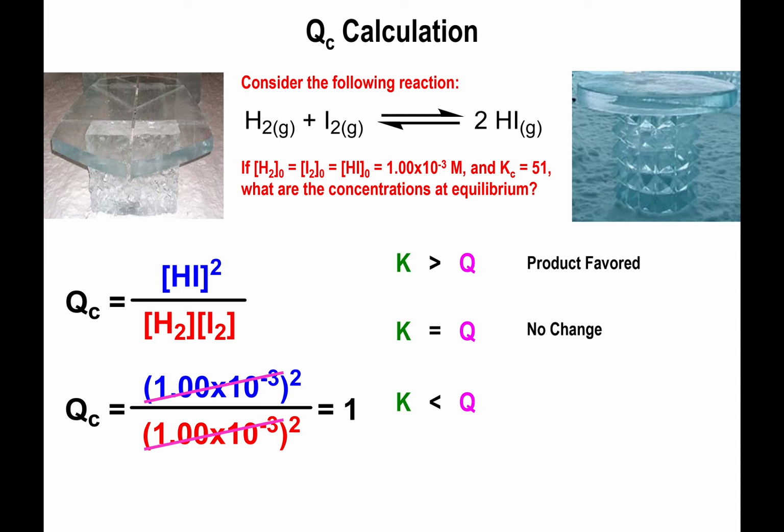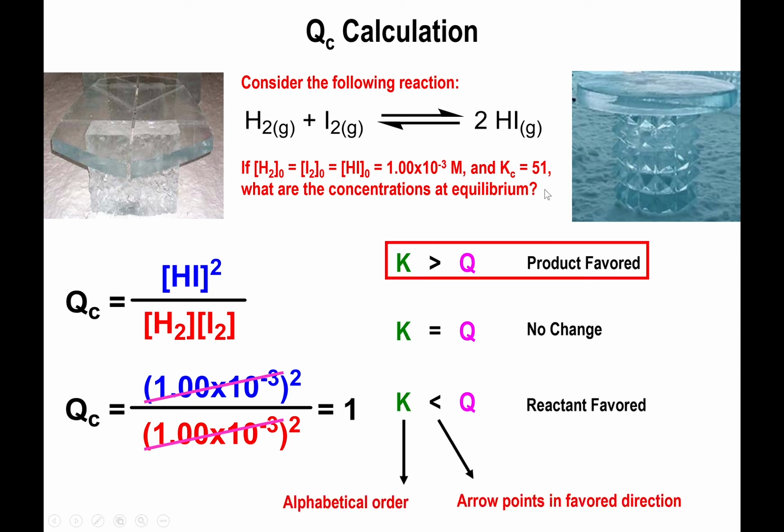If K is equal to Q, there's no change. You're already at equilibrium. But if K is less than Q, this will tell you that you're going to move to the reactant side. And for a specific example, K, which is 51, is indeed greater than the value of Q. So in this particular case, the reaction is going to be moving to the product side.